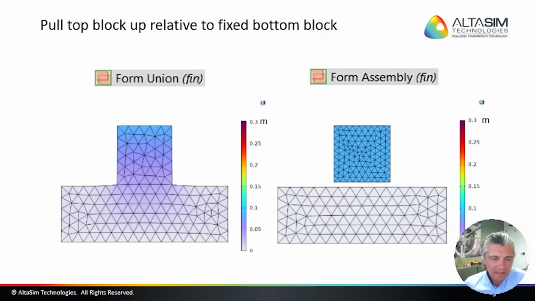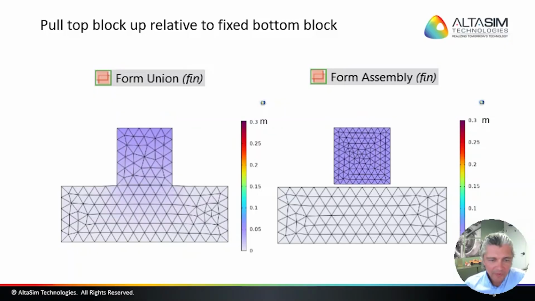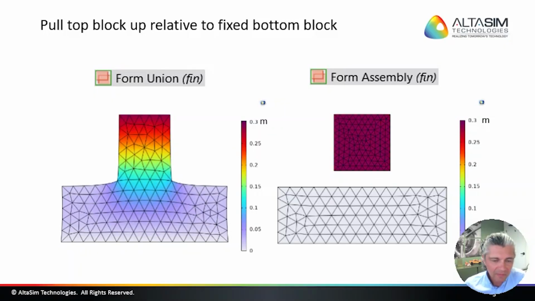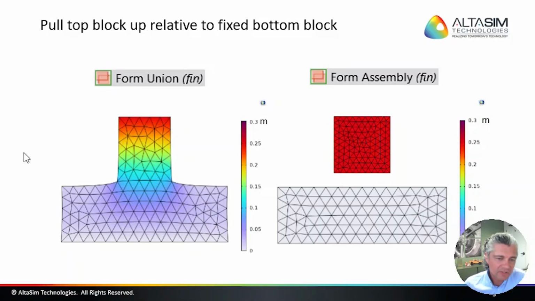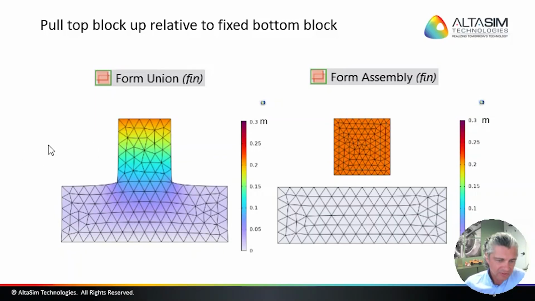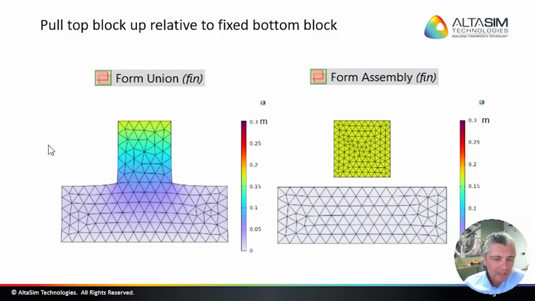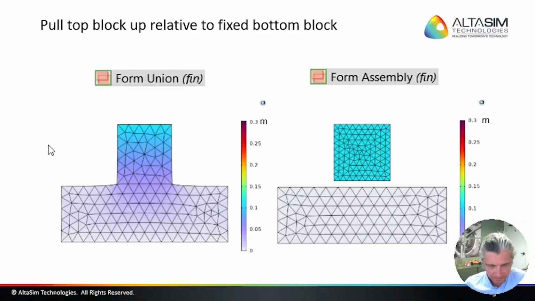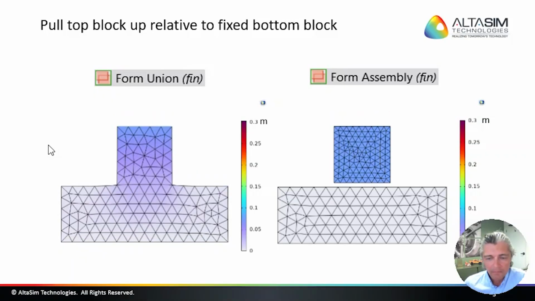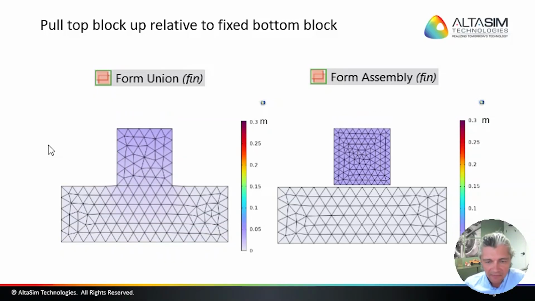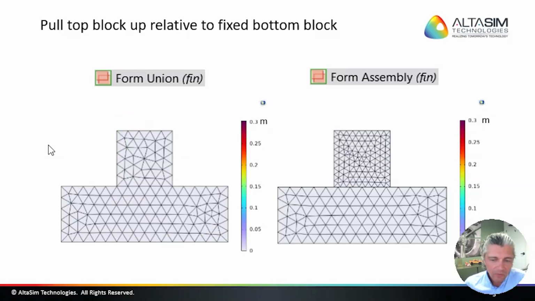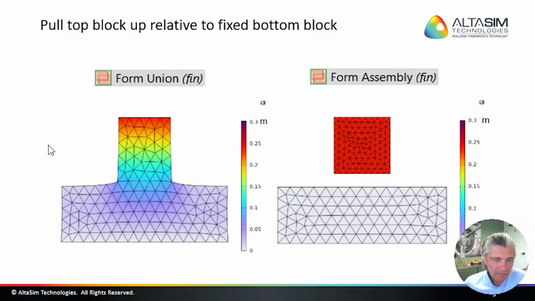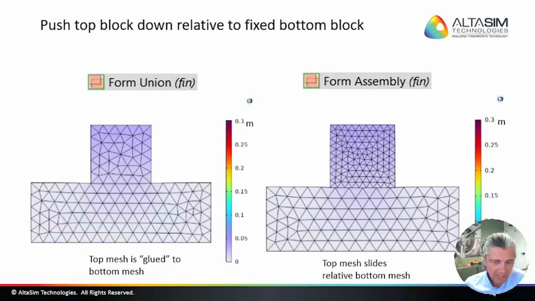And so if you ran an analysis where you pulled the top block up and off of the bottom block, if you were in form union mode, it would be as if these materials were welded together or glued together, whereas on the right you have form assembly mode, which allows for the parts to separate. So this would be pulling the top block up relative to the fixed bottom block.